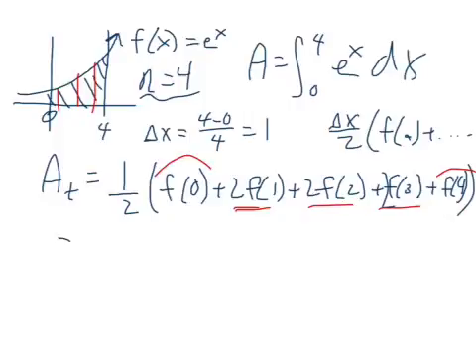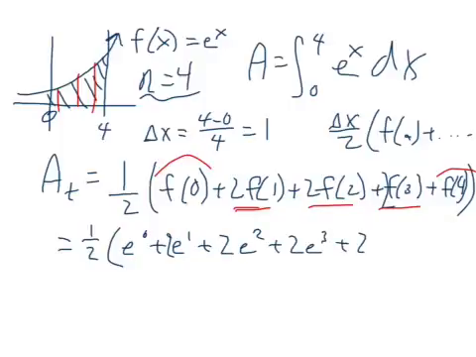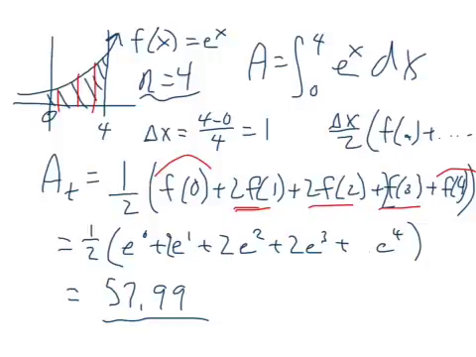Okay, so then you just want to simplify this out, and I picked a really nice one for you. e to the 0, I keep forgetting that, plus 2 times e to the first, plus 2 times e squared, plus 2 times e cubed, plus e to the fourth. Let's see, I got the same number of terms, I got 3 2's, looks good. And this turns out to be 57.99, our approximation. So we'll try to remember that. That's using the trapezoid rule, which works pretty well.